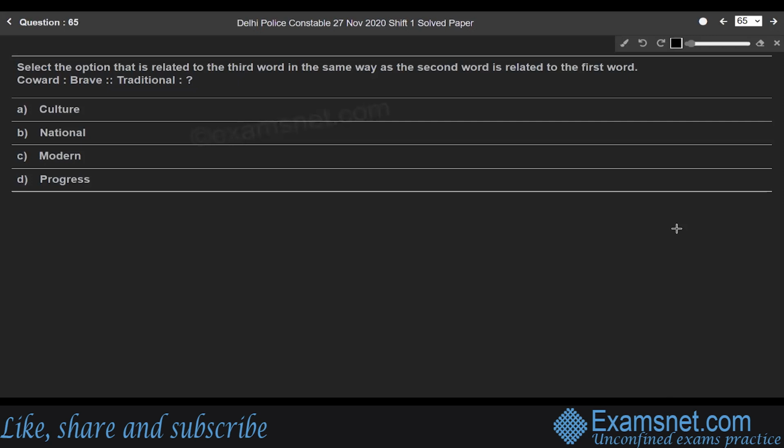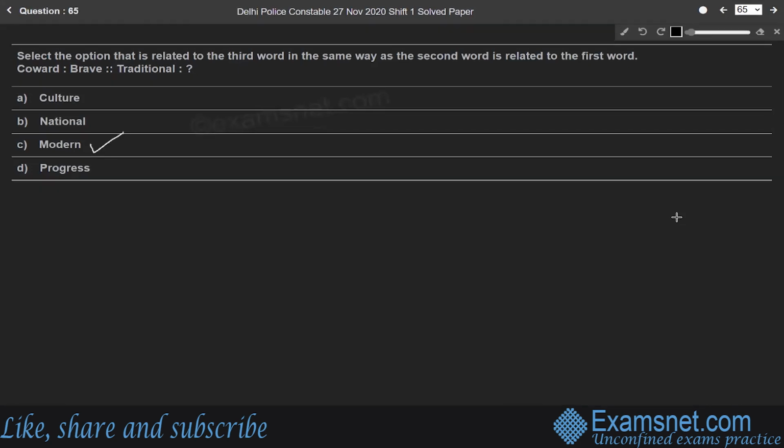Question 65. Select the option that is related to the third word in the same way as the second word is related to the first word. Coward, brave, traditional. So here the answer is modern. Since coward is the antonym of brave, modern is the antonym of traditional. Therefore, the correct answer is option C.